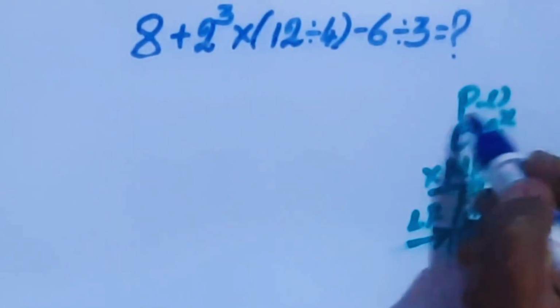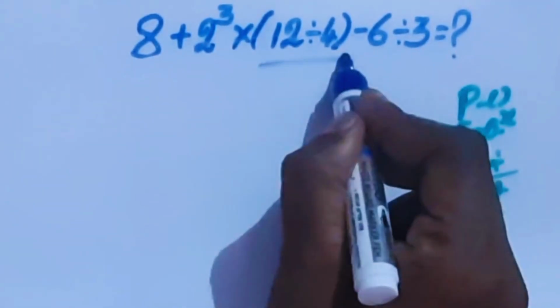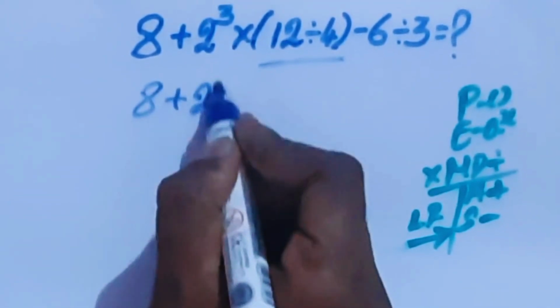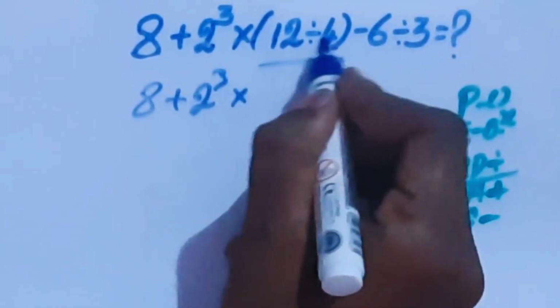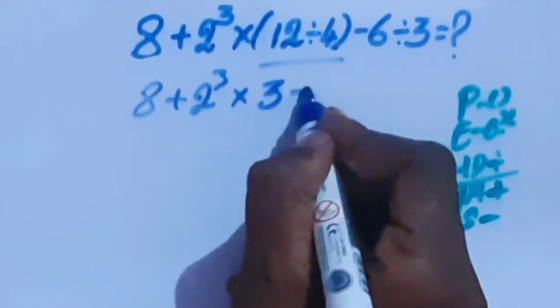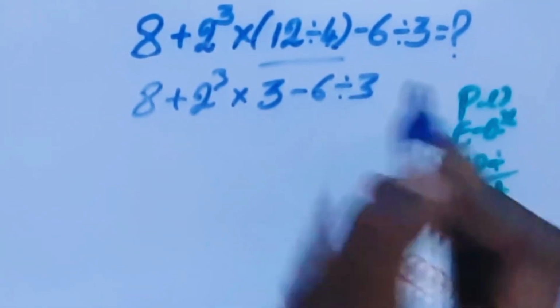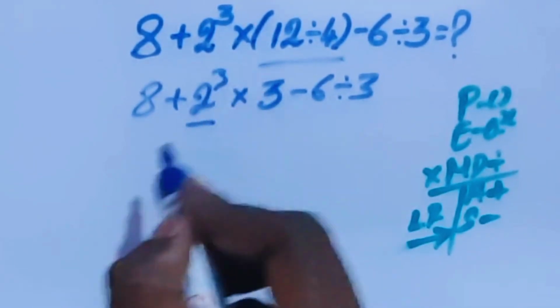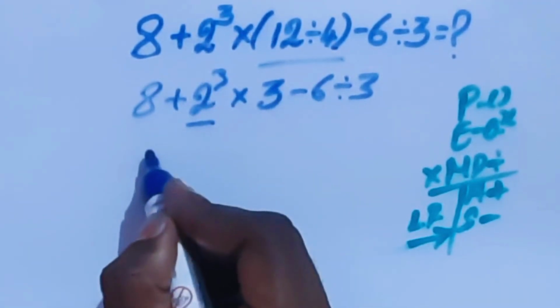Here, as per the order of operations PEMDAS, the bracket is higher priority. So we have to do this bracket before any other operation. So (8 + 2^3) times, here 12 divided by 4 is 3, minus 6 divided by 3. The next priority is exponent. We have the exponent here, 2 power 3. We have to do this 2 power 3 before any other operation.